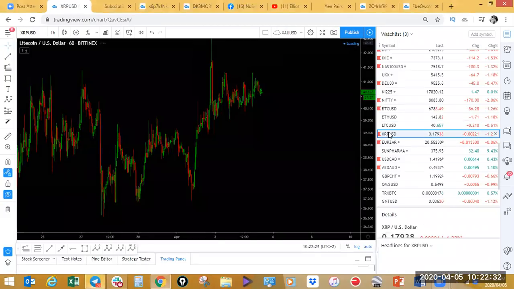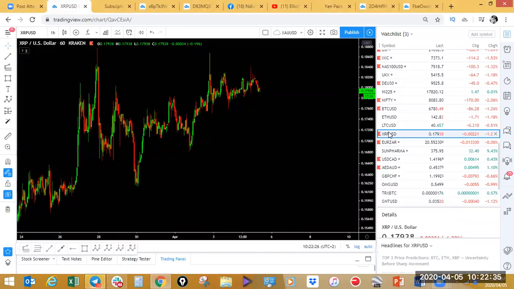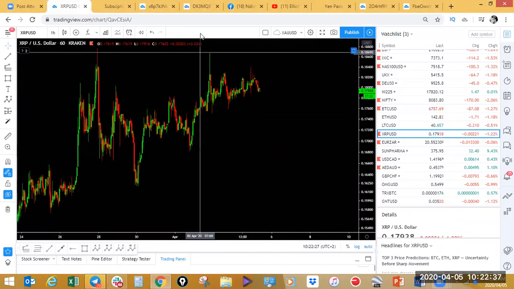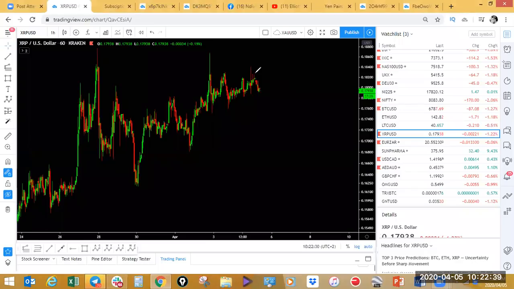Ripple. Now looking at Ripple, we're looking for Ripple to just make a move back down here to this level.